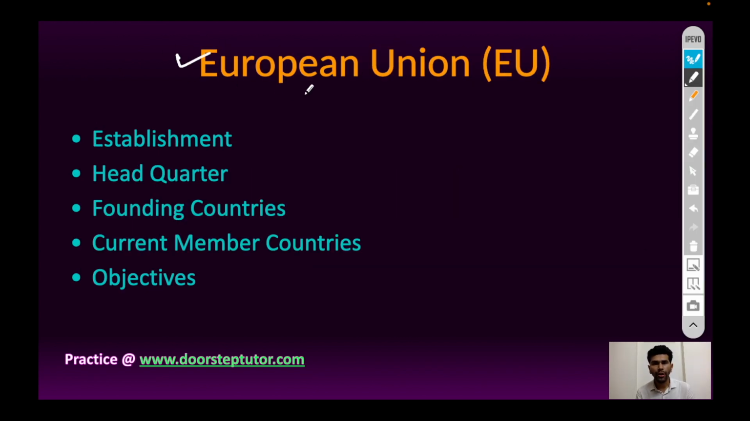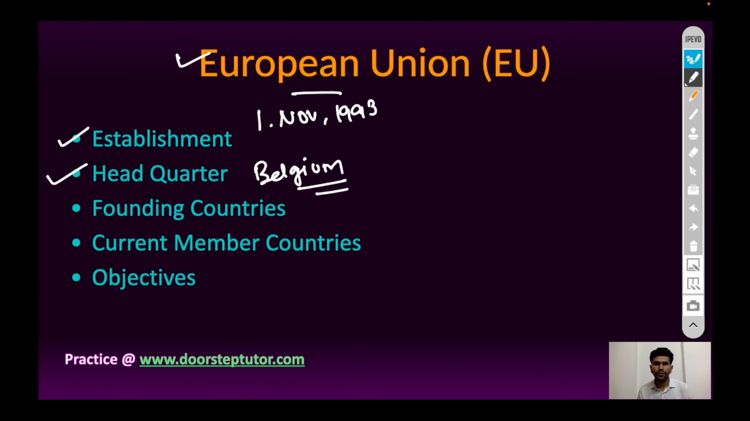Next is European Union. It was established on 1st November 1993 in Maastricht, Netherlands. Therefore, it is called the Maastricht Treaty. The headquarters is in Belgium or Brussels. The founders are Germany, France, Italy, Belgium, Luxembourg, Netherlands. Later on, UK was added and it left on 31st January 2020. So currently, there are only 27 members.